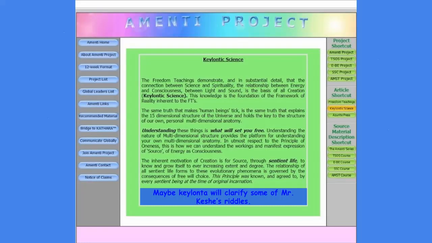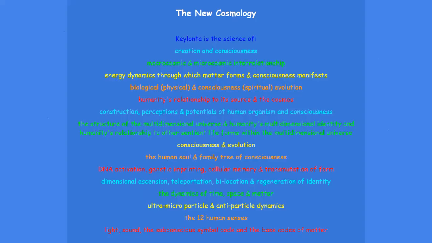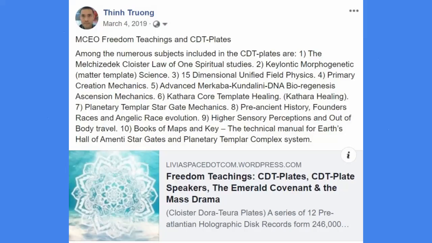Maybe Kelanta will clarify some of Mr. Keshe's riddles. This is the definition of Kelantic science for those that want to pause and read it for themselves. Here it is. This is what Kelantic science is all about. You can pause the video, look at it, and expand your mind. Here it is, explaining about the city place for those that are curious.